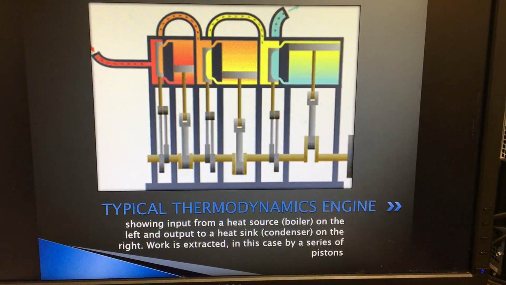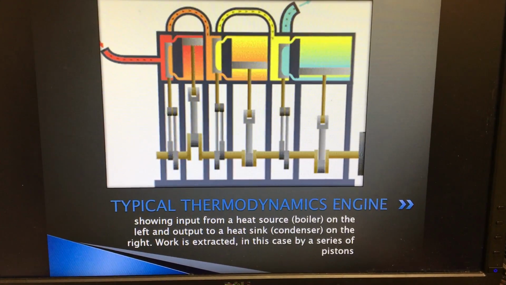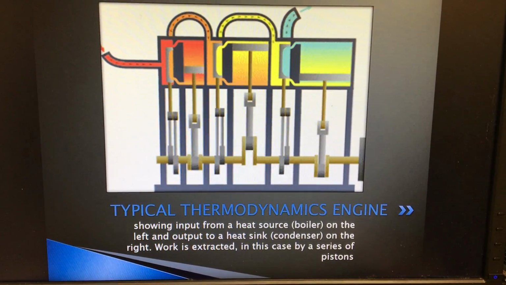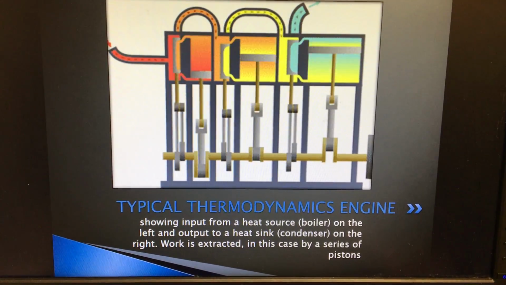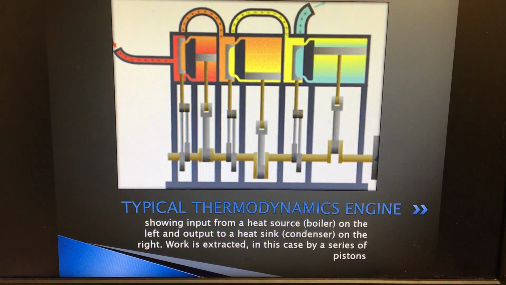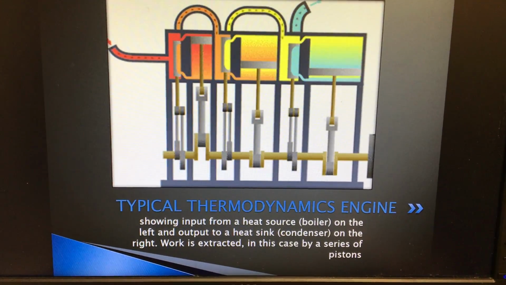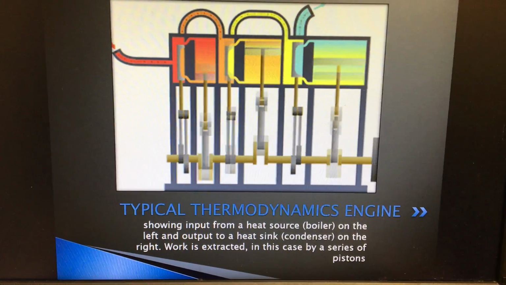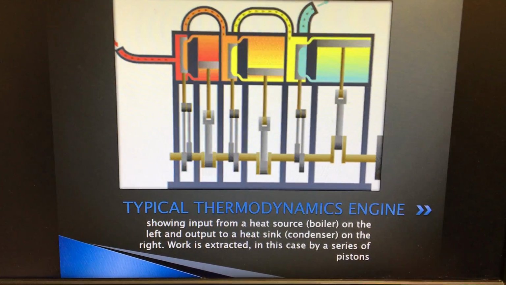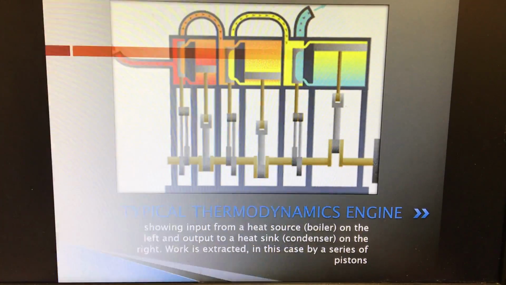This typical thermodynamics engine shows an input from a heat source boiler on the left and an output to a heat sink condenser on the right. Work is extracted, in this case, by a series of pistons.